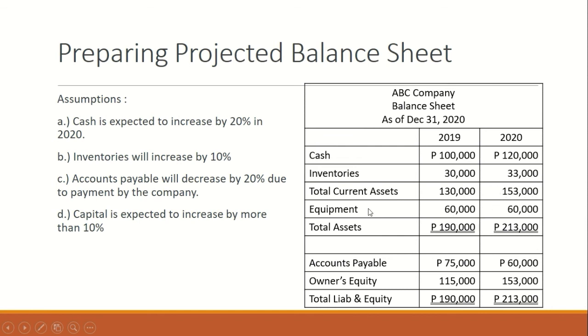And for equipment, since wala tayong assumption dyan, copy lang natin. So, 60,000 lang din dito. Dahil walang increase or decrease na nangyari sa equipment. So, it means, meron tayong total assets na 213,000.